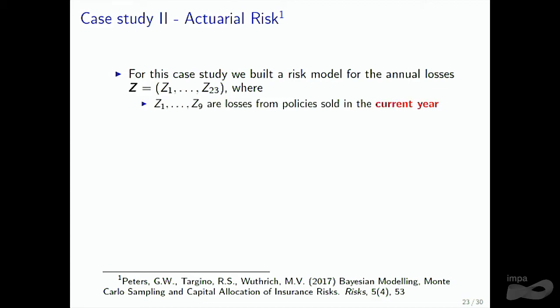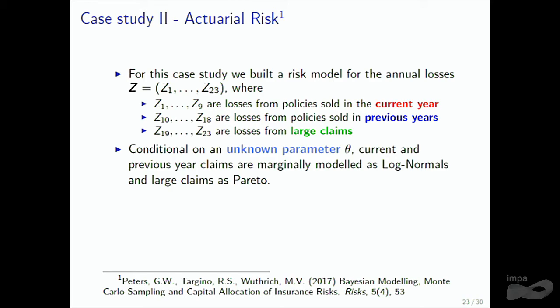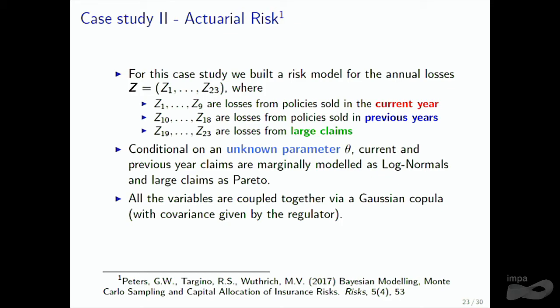So think that the first 9 components of this vector are losses from the current year. The next 9 are from previous year losses, and the other ones are for large claims. So conditional on some unknown parameter, theta, the red and blue ones will have log normal distributions, and the green ones will have some Pareto distribution. Okay, so all the variables will be coupled together with a Gaussian distribution with covariance matrix given by the regulator.